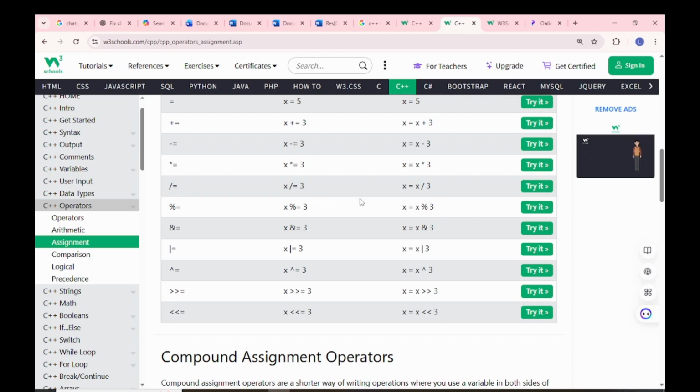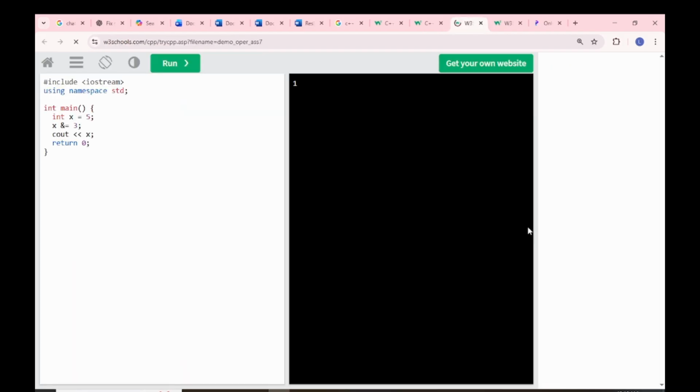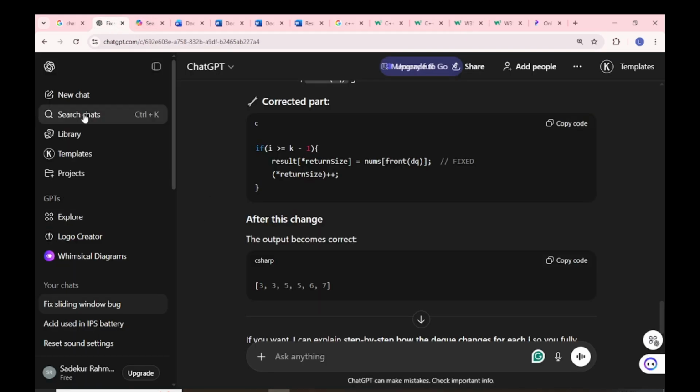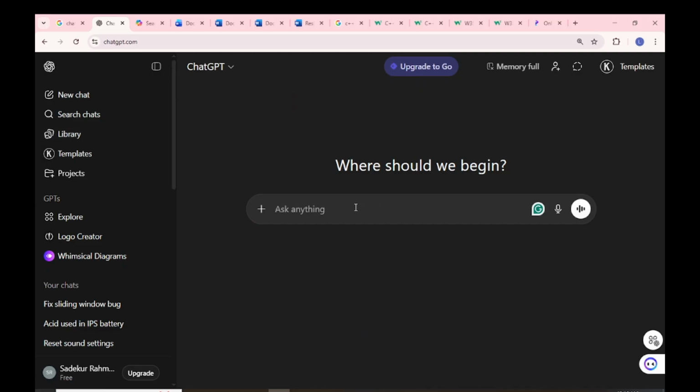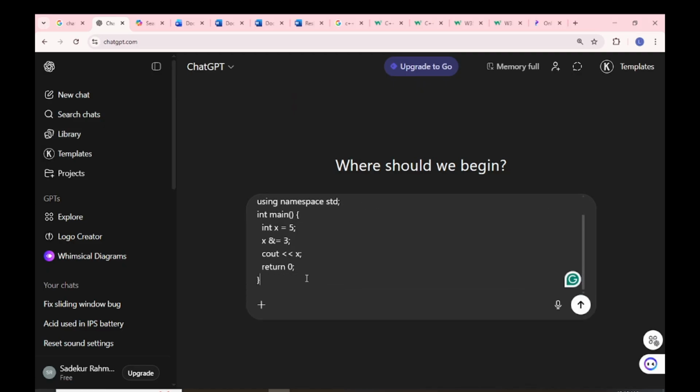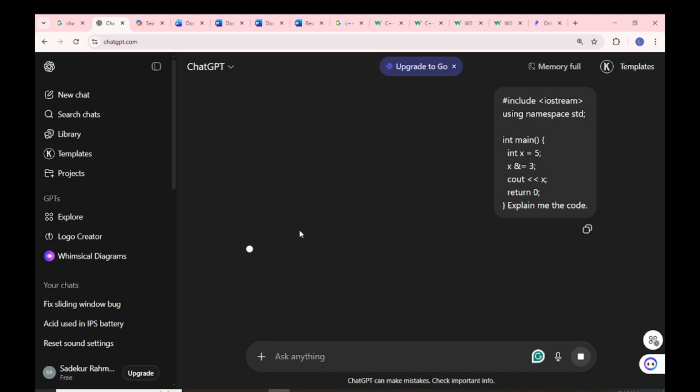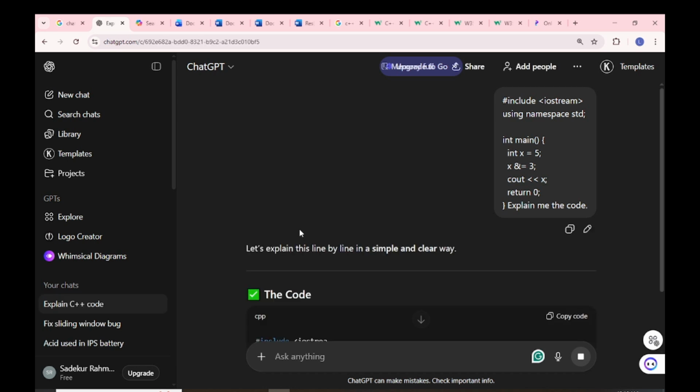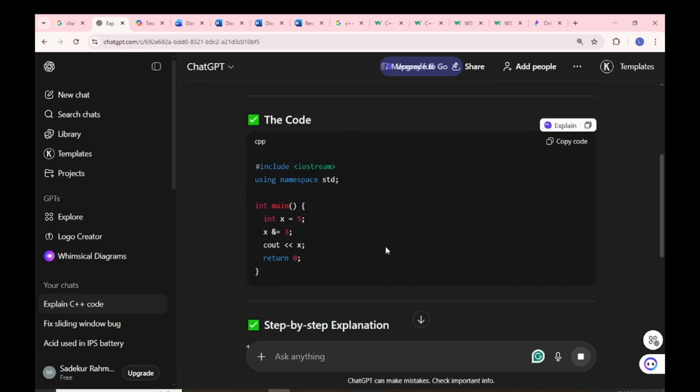So we need to understand some things first, especially this one and percent. These are the things we need to understand. So you will ask ChatGPT what this code means. Let's explain this line by line, simply.